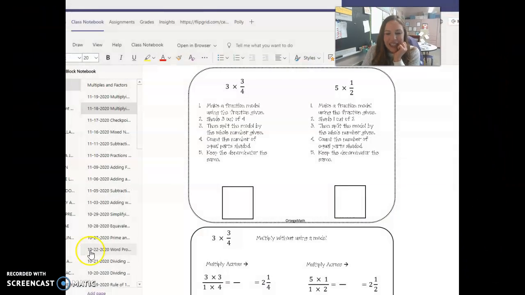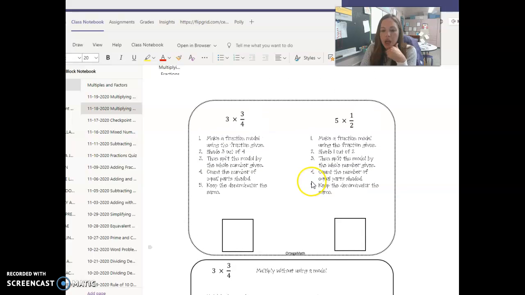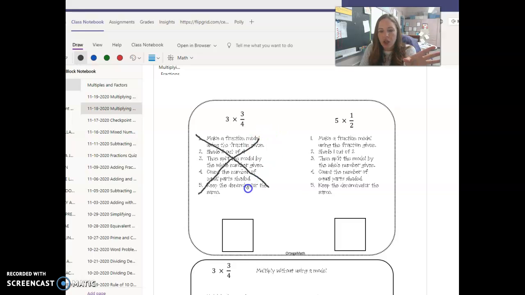Okay, so let's take a look at first creating models of what it looks like when we are multiplying a fraction by a whole number. Now, I don't want you to listen to these instructions, because I thought I had done a video on this and followed the instructions, and I just kept thinking, I don't understand how this is working. So I thought up a different way that might make more sense. Okay, so here we have 3 times 3/4.